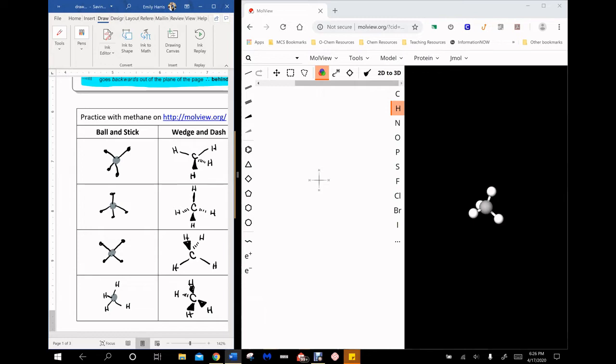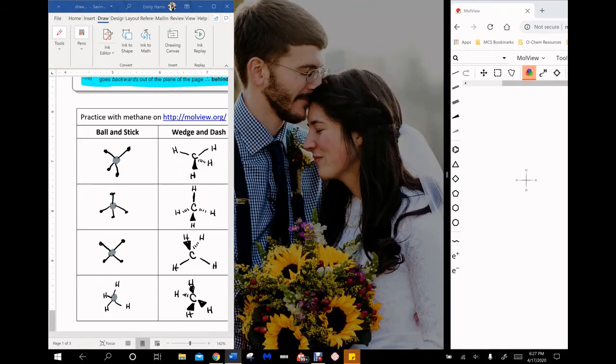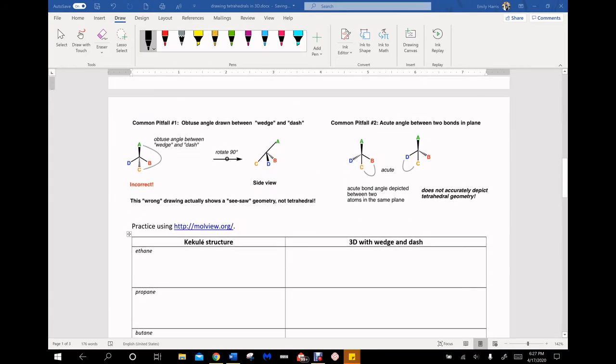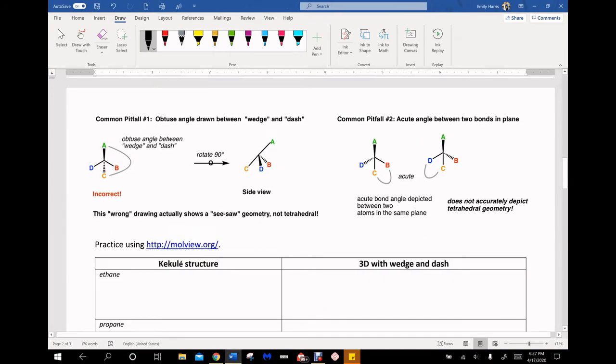So now, what you're going to be doing for the practice problems. Let me make that screen a little smaller right quick. And okay, well, I guess let me address these first. A few common pitfalls to watch out for when you're drawing the typical wedge, dash, and 2 plane lines: make sure that you keep the angle between the wedge and the dash acute, smaller, instead of obtuse. Because if you draw an obtuse angle between the wedge and the dash, what you're really conveying is a side view, which is not a very accurate tetrahedral.